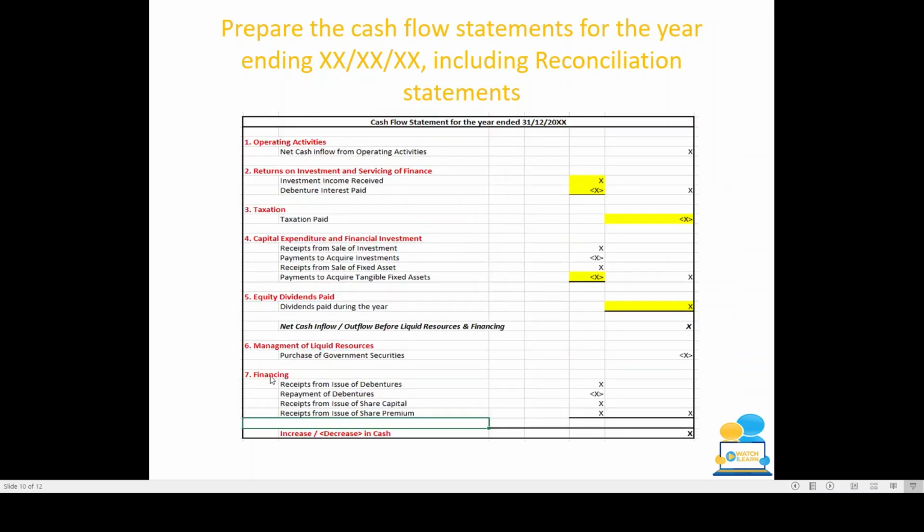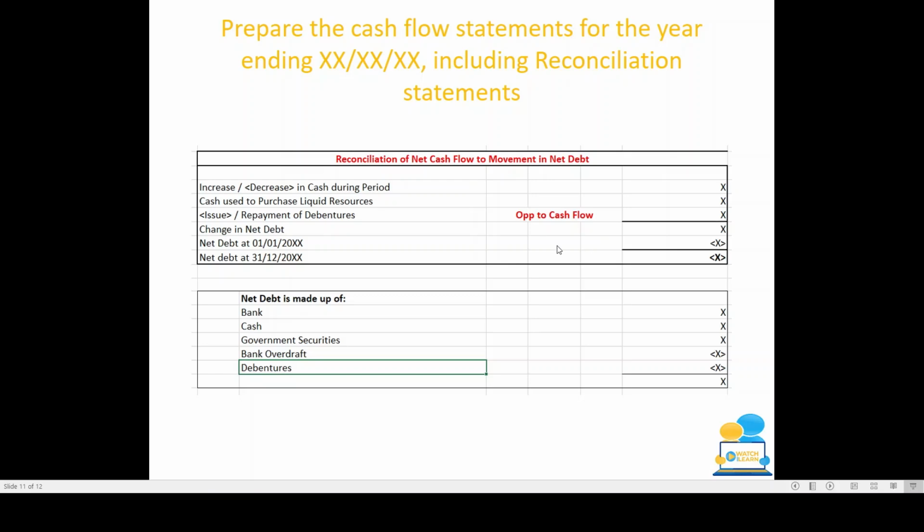So if we go back here to part 7, if our debentures here is a negative, it's going to be a plus here. If it was a plus back in part 7, it will be a negative here. We're going to add these down to give me the change in net debt. Then we're going to get our net debt at the start. So whatever our change in net debt is, we're going to add it to our net debt at the start, and that will give us our net debt at the end. And then we can check that net debt at the end.